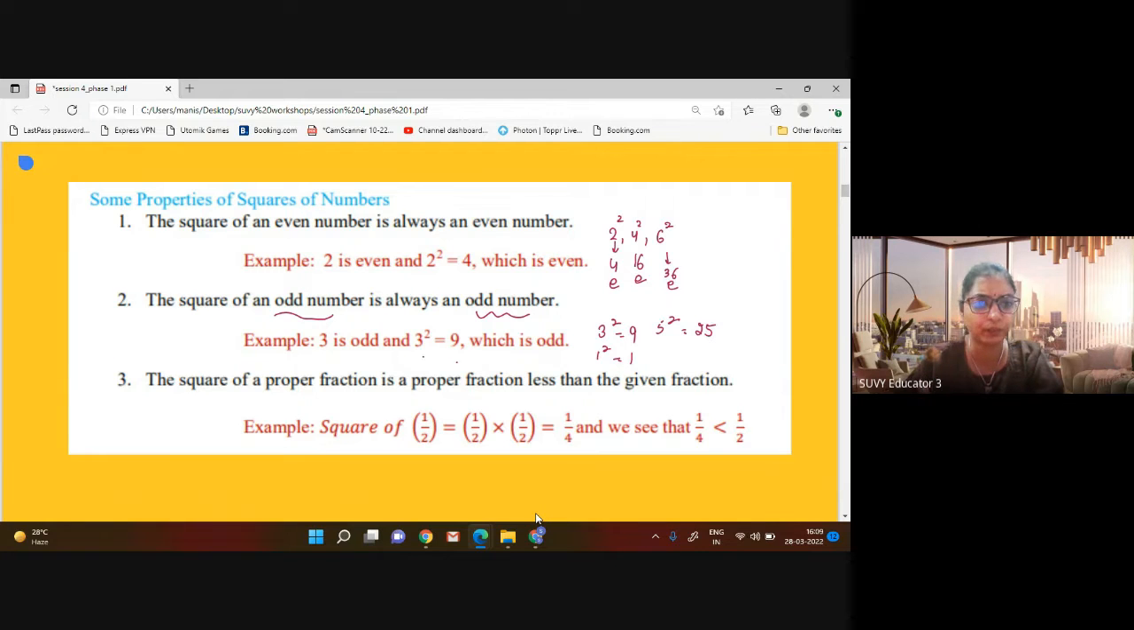We have covered two properties. Let's move to the third one. The square of a proper fraction is a proper fraction less than the given number.